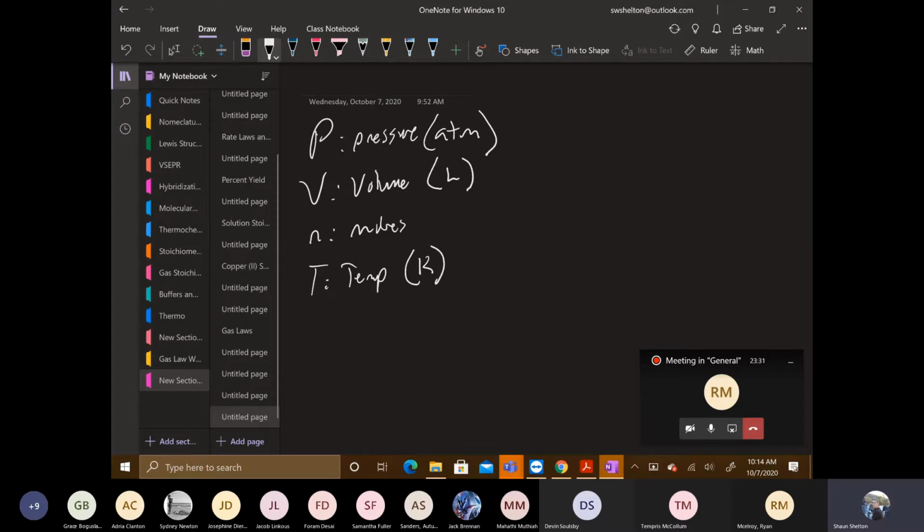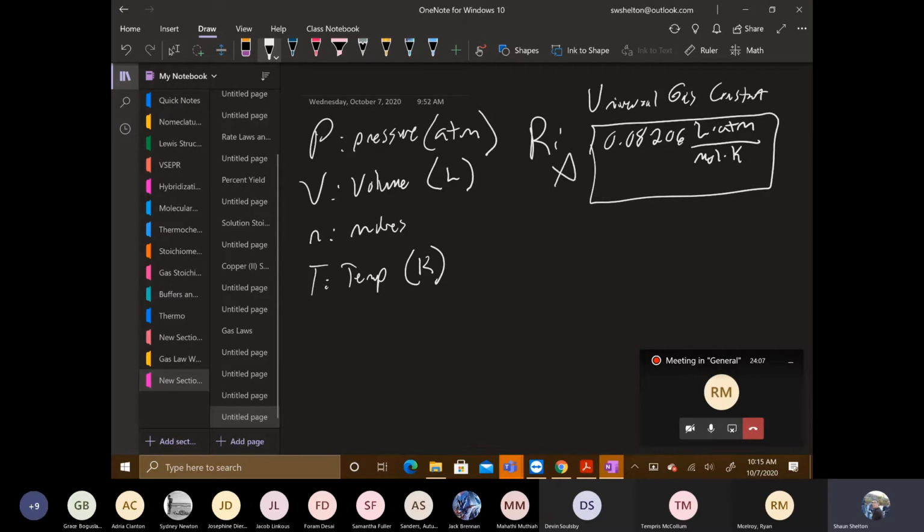Now R is what we call the universal gas constant. And R is 0.08206. That's the numerical value. R has all the units that you see in the ideal gas law, which is liters times atmospheres per mole times Kelvin. This is a number that you need to memorize. Obviously this all ties into PV equals nRT. So the ideal gas law is a very important equation.